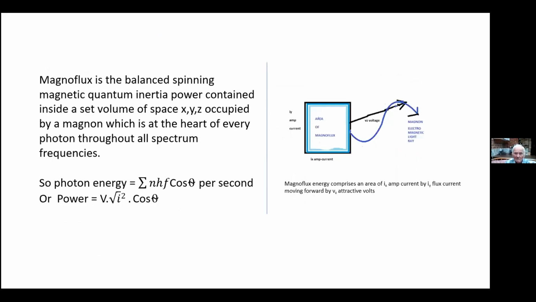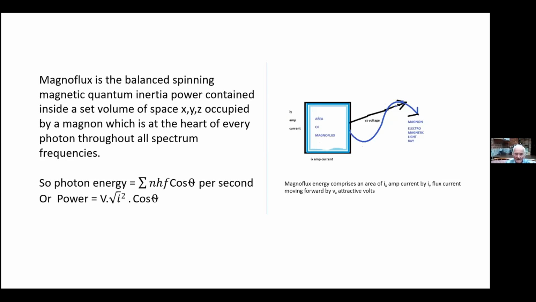So magnoflux is the balanced spinning magnetic quantum inertial power contained inside a set volume of space x, y, z, which is occupied by a magnon, which is at the heart of every photon throughout all the spectrum frequencies.